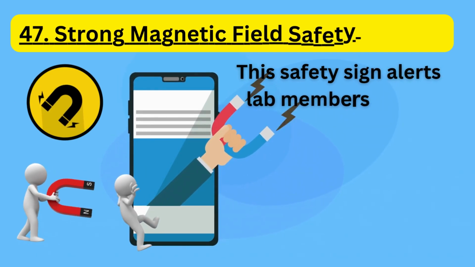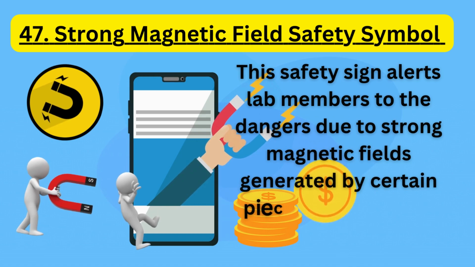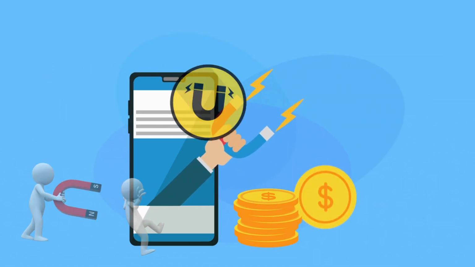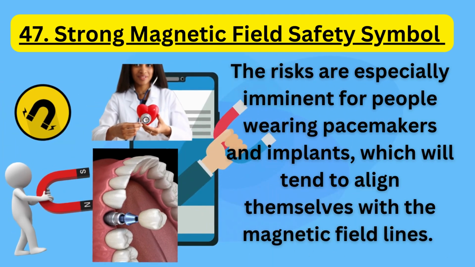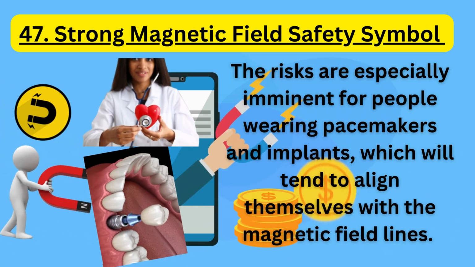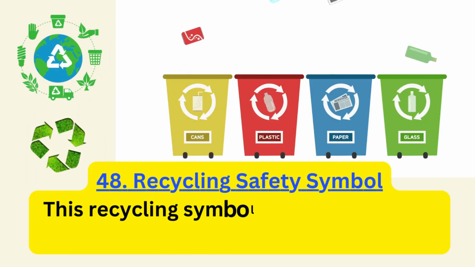47. Strong magnetic field safety symbol. This safety sign alerts lab members to the dangers due to strong magnetic fields generated by certain pieces of laboratory equipment. The risks are especially imminent for people wearing pacemakers and implants, which will tend to align themselves with the magnetic field lines.